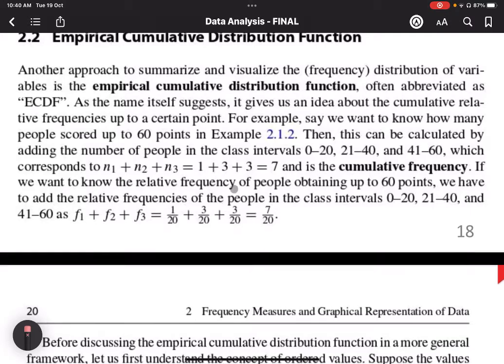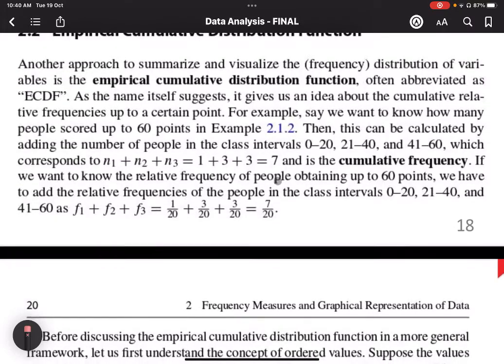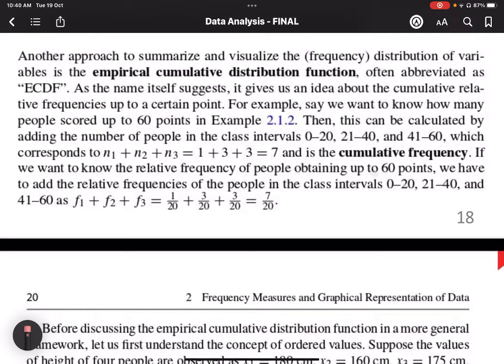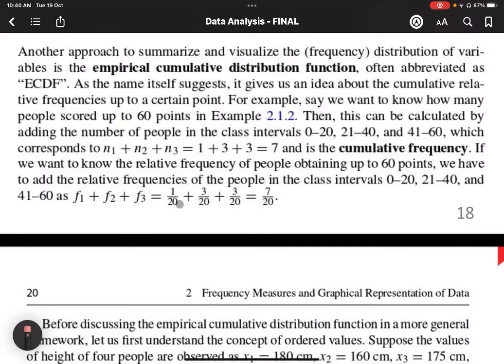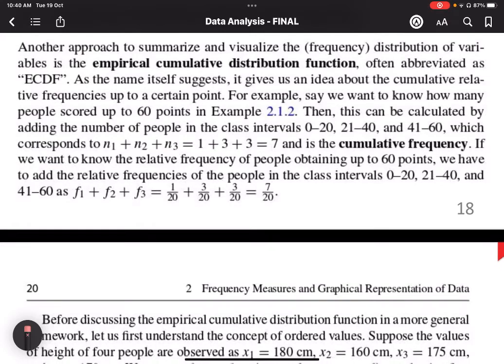So if we want to know the relative frequency of people obtaining up to 60 points, we have to add the relative frequencies of the people in the class intervals also. So we have 1 over 20 plus 3 over 20 plus 3 over 20. Nilagyan lang natin ng total number of observations sa ilalim as the divisor.